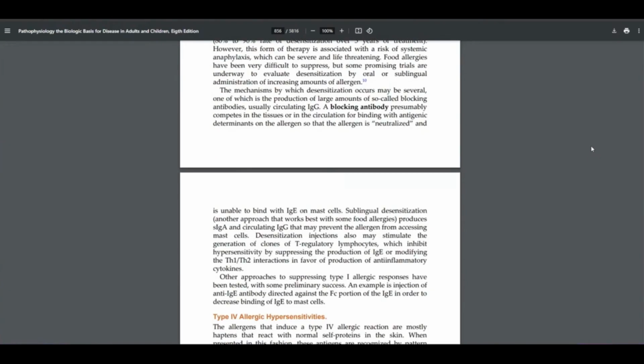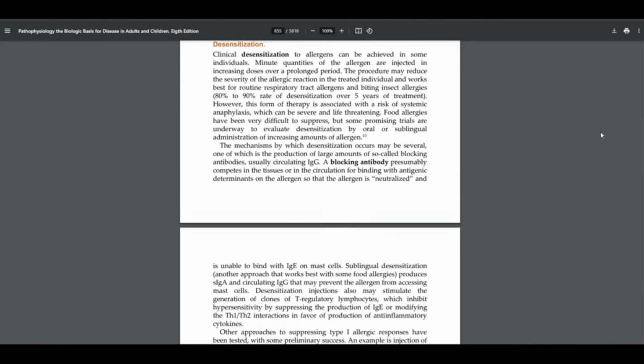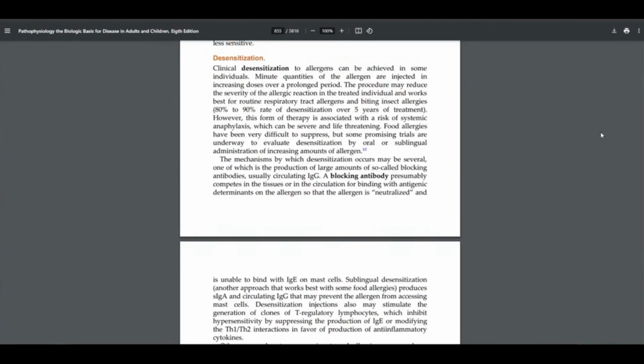Desensitization. Clinical desensitization to allergens can be achieved. In some individuals, minute quantities of the allergen are injected in increasing doses over a prolonged period. The procedure may reduce the severity of allergic reactions in the treated individual and works best for routine respiratory tract allergens and biting insect allergens, with an 80 to 90% rate of desensitization over 5 years of treatment. However, this form of therapy is associated with a risk of systemic anaphylaxis, which can be severe and life-threatening.